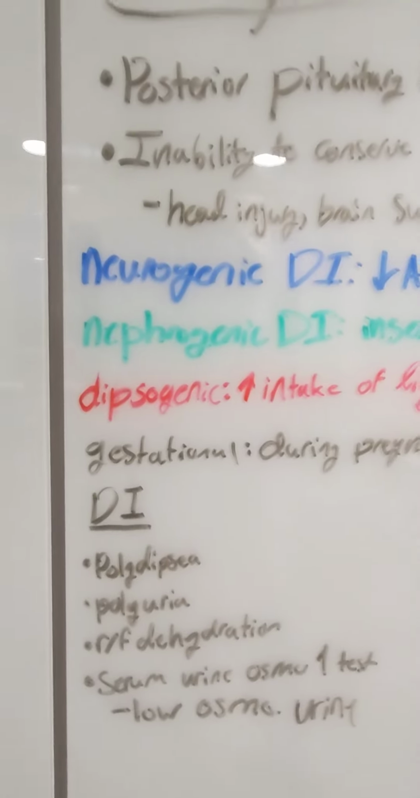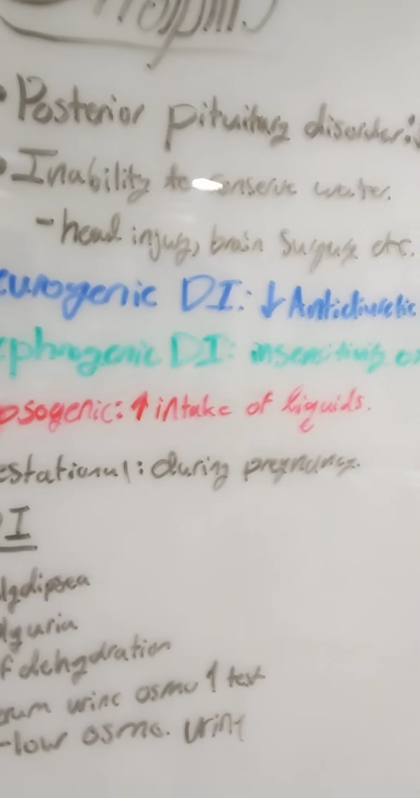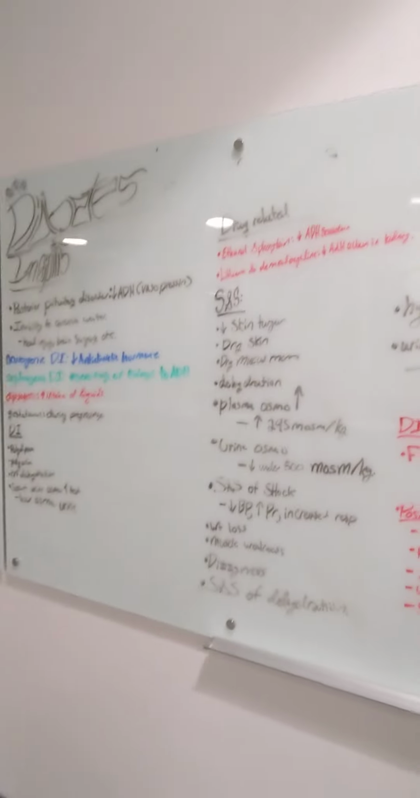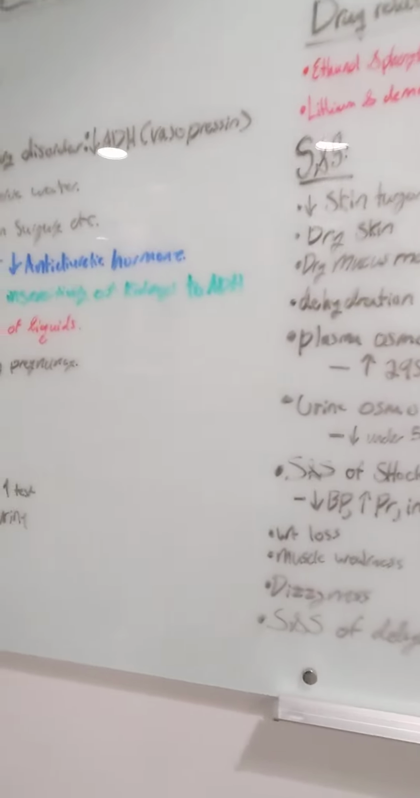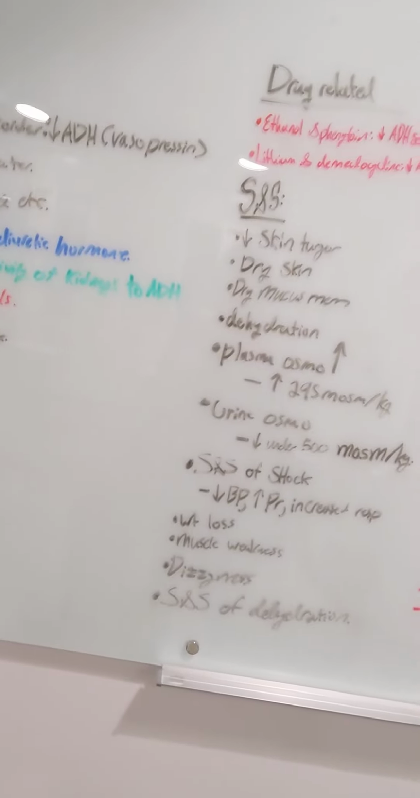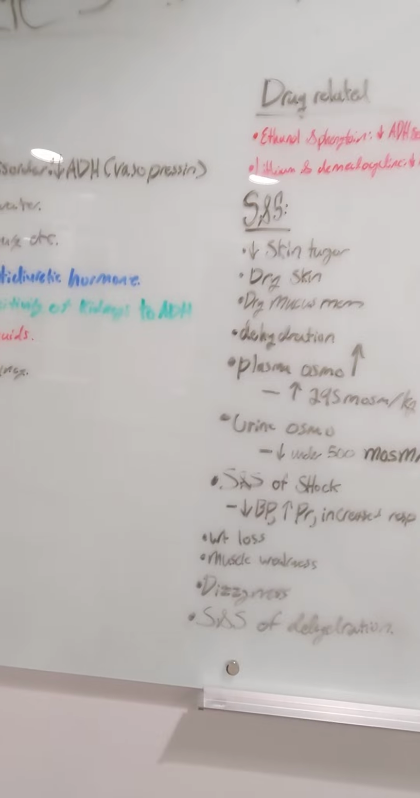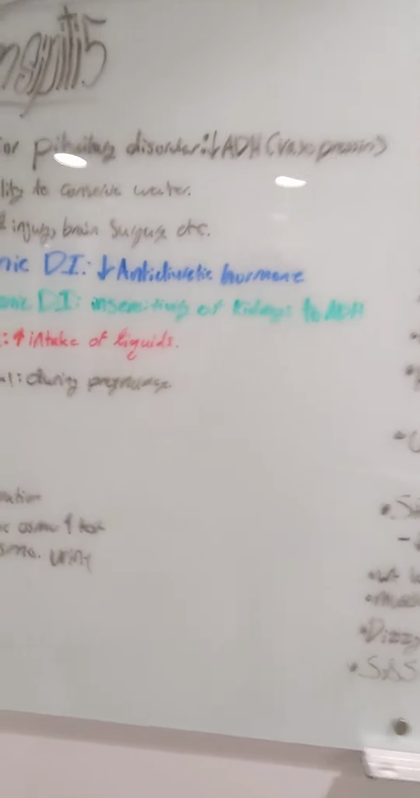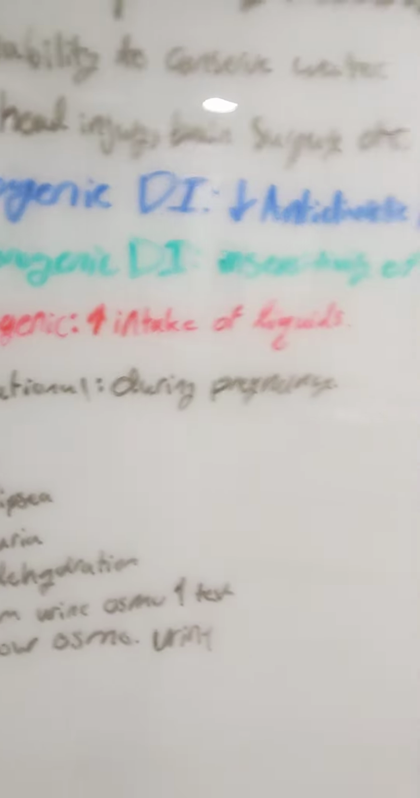They're just drinking too much with dipsogenic, and it kind of sounds like what's that word? I wrote it down over here. It's a sign and symptom. It's like polydipsia. That's what I'm thinking of. They have gestational. That just means they get it when they're pregnant.